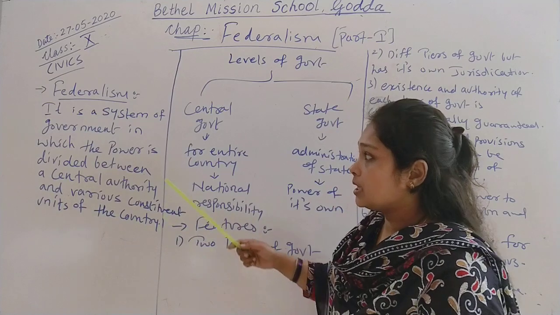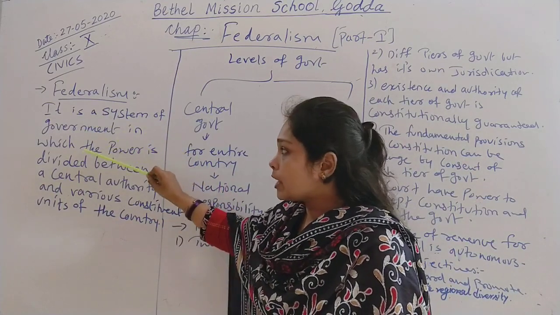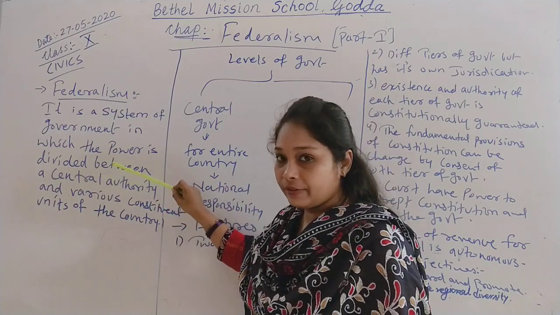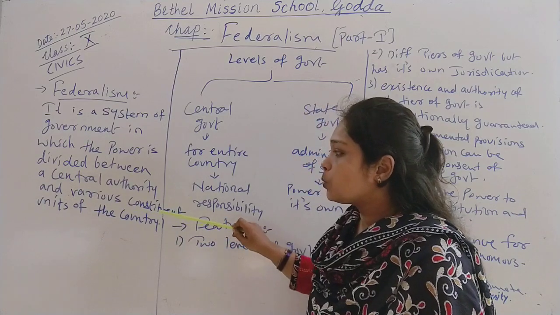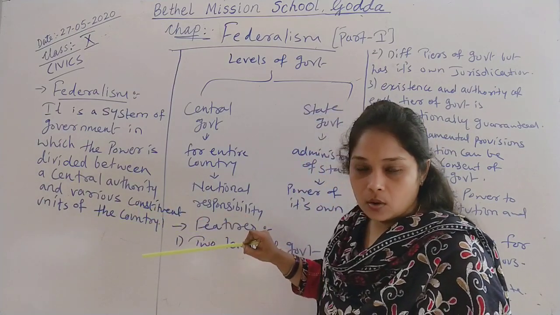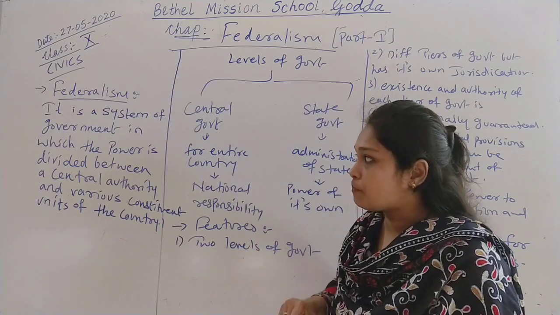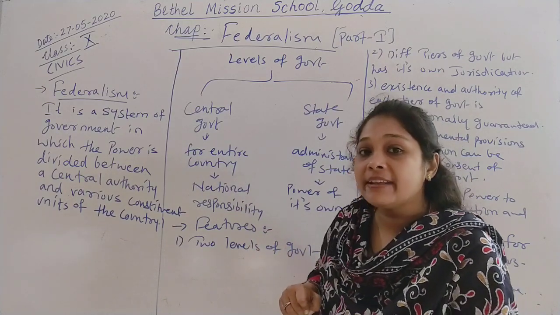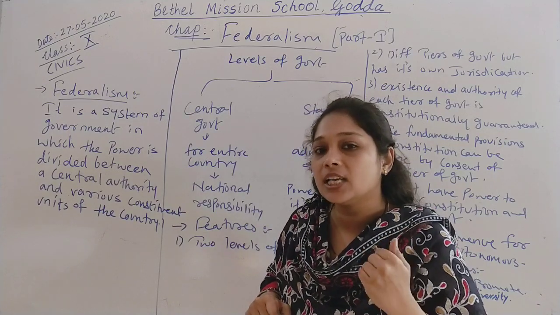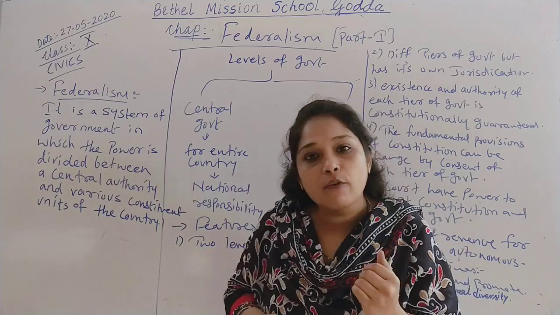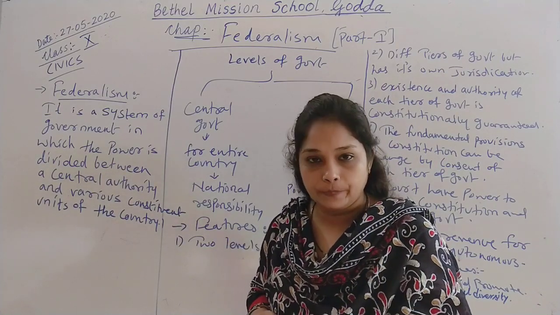What do we mean by federalism? Federalism is a system of government in which the power is divided between a central authority and various constituent units of the country. Federalism is power sharing. It is such a kind of power sharing in which government divides its power into different levels or tiers of government, so that each government has its own power and its own duty to perform.